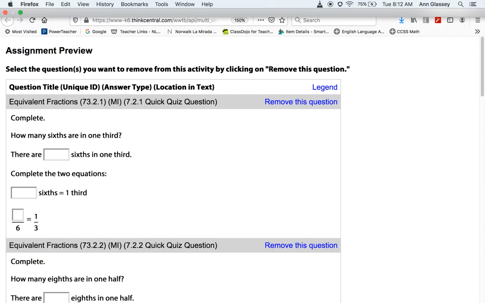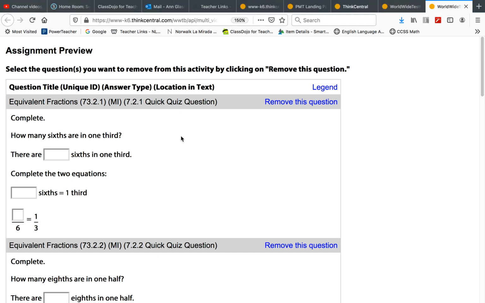This is your math for April 28th, 2020. Today you will take Unit 7 Quick Quiz 2 on Think Central. It only has 5 questions. Your version will look a little bit different than mine.